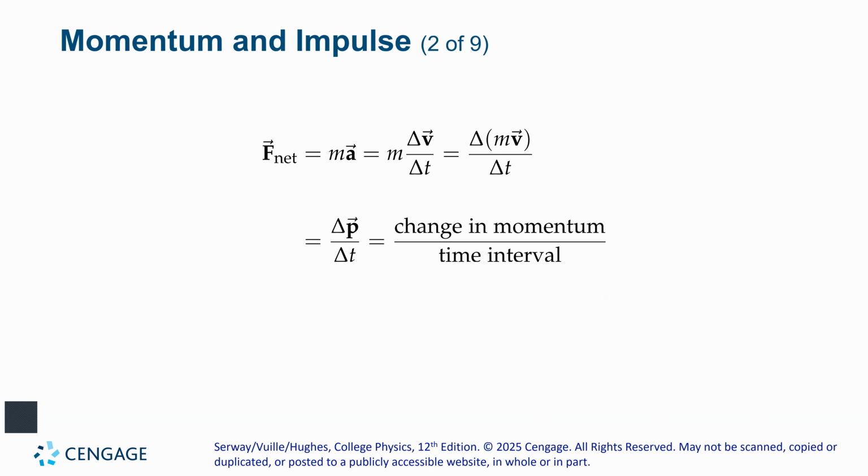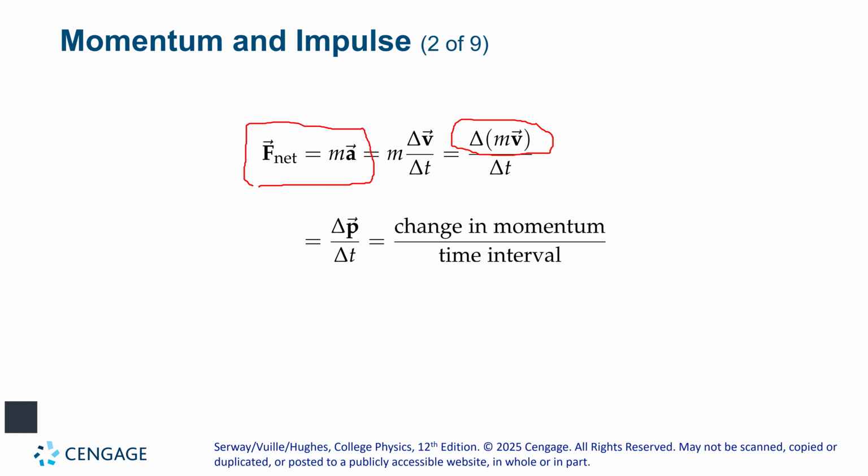As we recall from Newton's second law, the net force equals mass times acceleration, but now we will write acceleration by its definition as change in velocity over change in time. But that means that mass times change in velocity, which is change in momentum, over change in time, equals our net force. So we can write that change in momentum over change in time equals the net force.